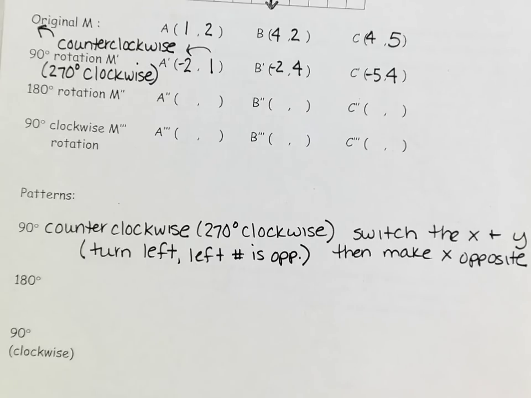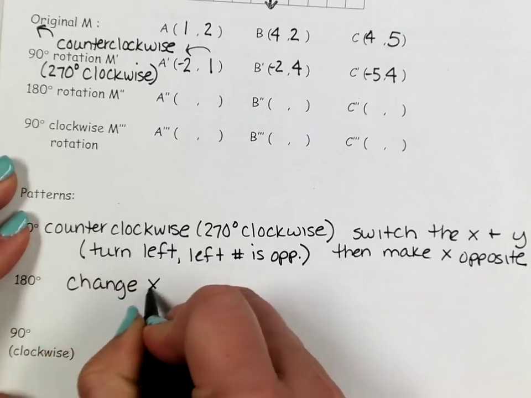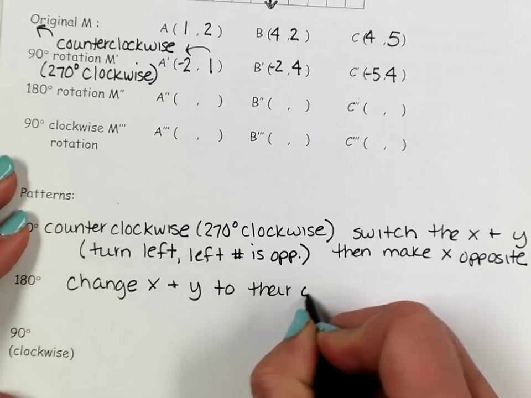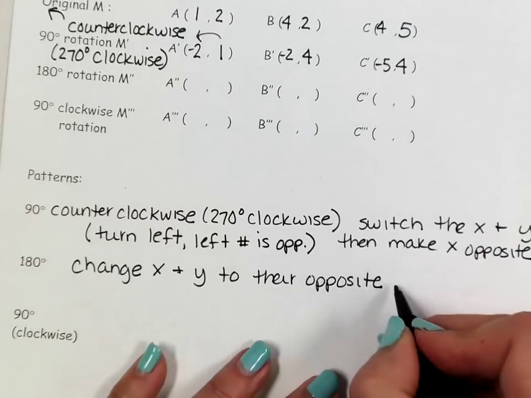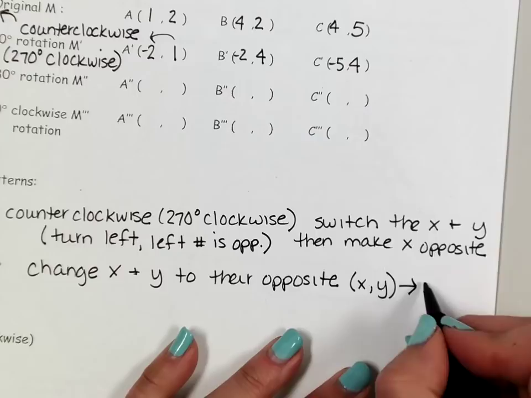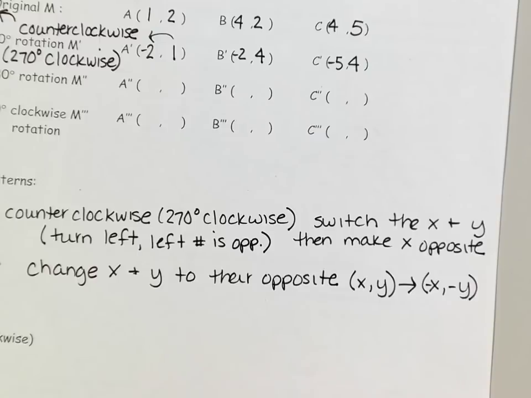All right, the 180 degree rotation we already talked about on the other page. We change X and Y to their opposite. So this is a repeat of what we did on the other page. If I have an X and a Y, they're going to stay exactly the same order, but both opposites.